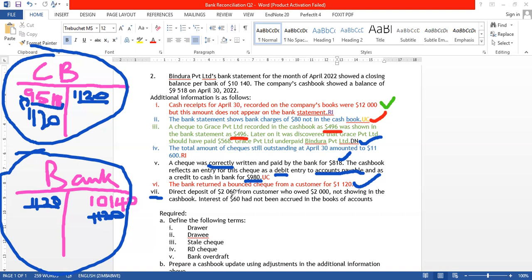Yes. So what do you think that is supposed to do? This money, the bank took, I think, yes? I think to credit 2,000 into the bank statement and debit $60.